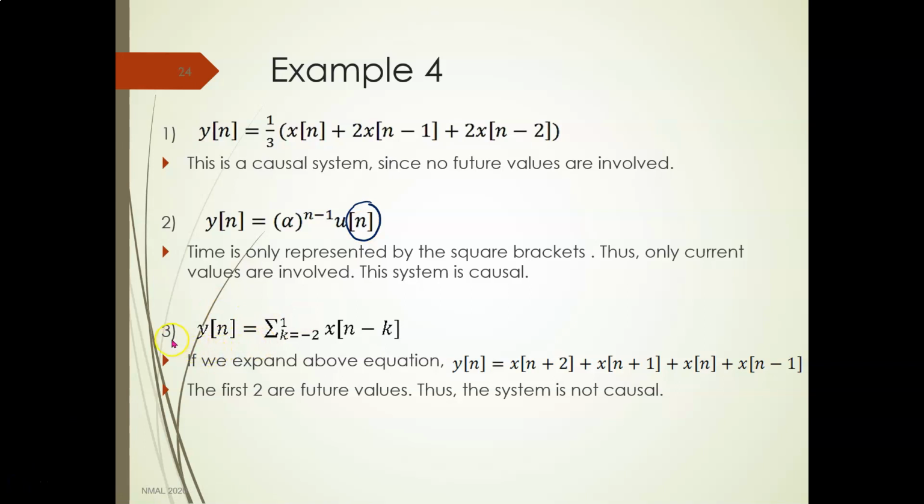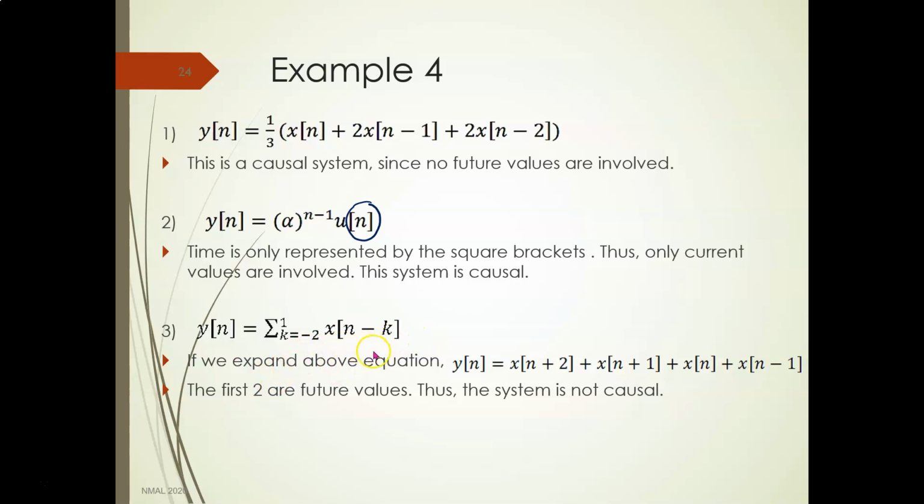Okay, now we look at example 3. yn is equal to the summation of x[n-k] for k equal to -2 until 1. From here, we cannot just predict that this equation does not involve any future values, because when we see minus k, we think, oh, this should be a shift to the right only. But we have to expand this equation.